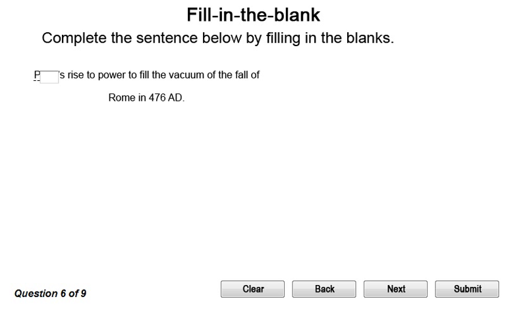We want to complete the following sentence, fill in the blank. The Pope's rise to power to fill the vacuum of the fall of what? It was the fall of Rome in 476 AD. Because of the political power falling, the Pope was able to fill in the vacuum.